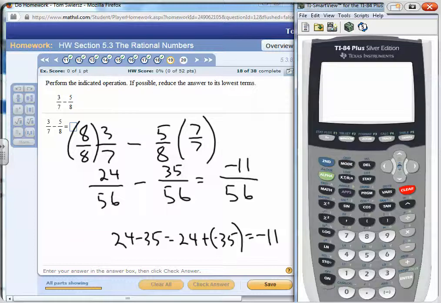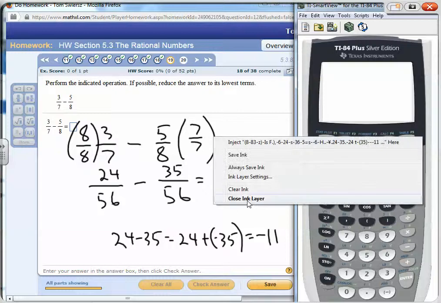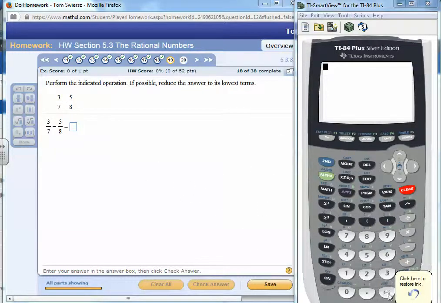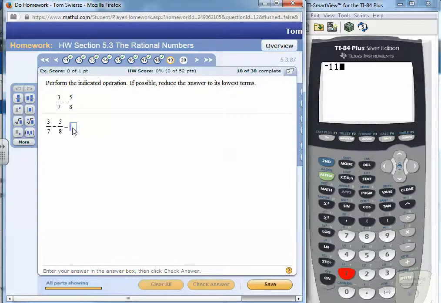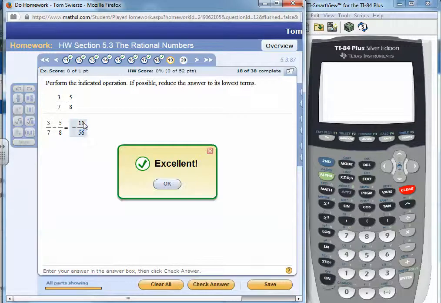So you can either put it in MyMathLab as negative 11 in front of the fraction, or you can just put the negative in the numerator, a negative 11/56. Either way, MyMathLab will mark it correct. Okay, negative 11. Oops, putting it in the wrong place. Negative 11 slash 56. And there's our answer.